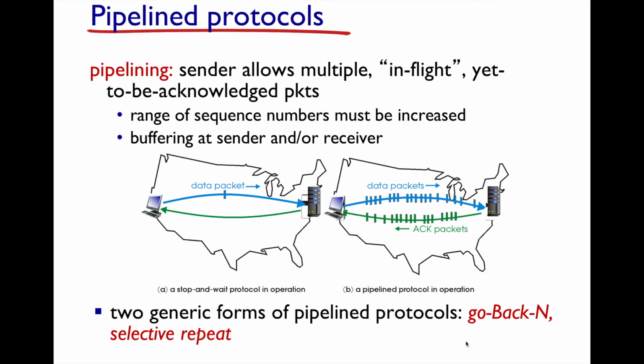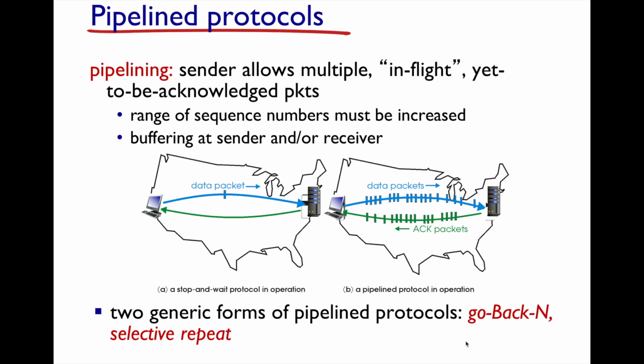They have not yet been received by the receiver. They're in flight, but yet they have not been acknowledged, right? And so I can have multiple in-flight yet unacknowledged packets, and I'm going to have a range of sequence numbers beyond just this alternating between 0 and 1. So now I'm going to have an integer, right?